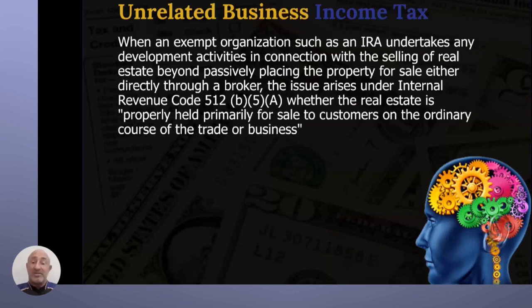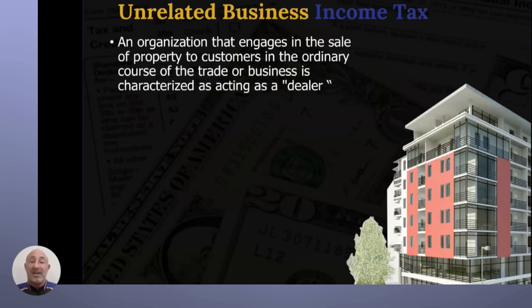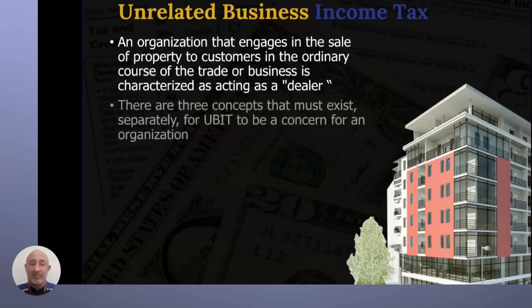When an exempt organization such as an IRA undertakes any development activities in connection with the selling of real estate beyond passively placing the property for sale, either directly or through a broker, the issue arises under Internal Revenue Code 512(b)(5)(A): whether the real estate is properly held primarily for sale to customers in the ordinary course of the trade or business. An organization that engages in the sale of property to customers in the ordinary course of the trade or business is characterized as acting as a dealer.